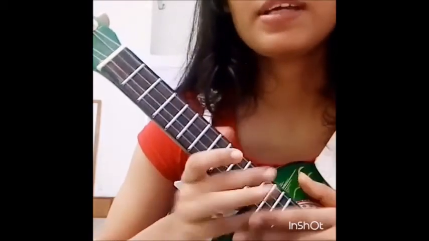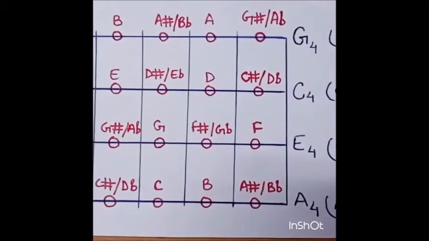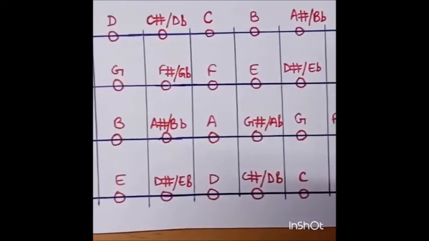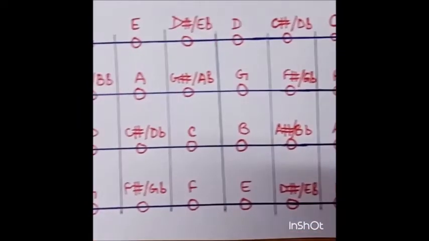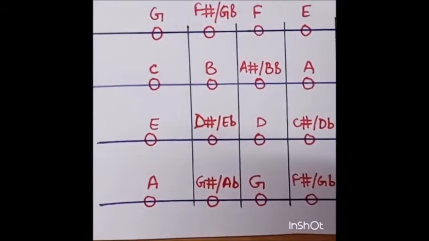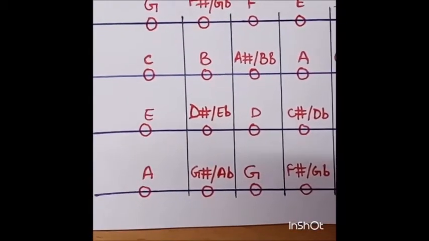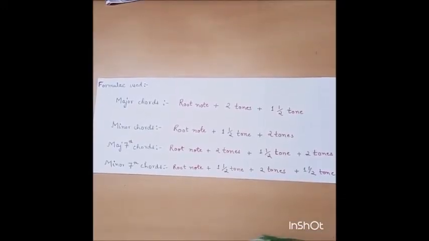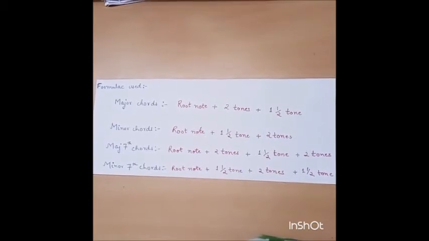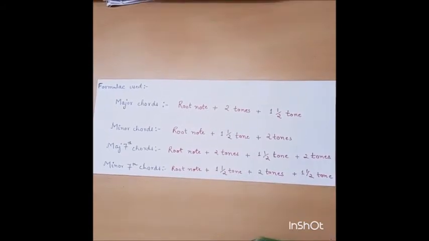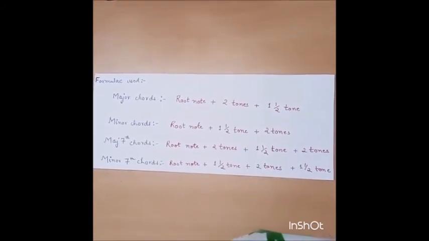So for reference, I'm giving you a basic diagram that you can note down. Alright, so these are the notes on the fretboard, and over the 12 frets you will realize that you come back to the same higher G, C, E, and A. Those were the last open strings that I told you. These are the main formulas that are used to make the major chords, minor chords, major 7th chords, and minor 7th chords. You may pause the video and note down the formulas.